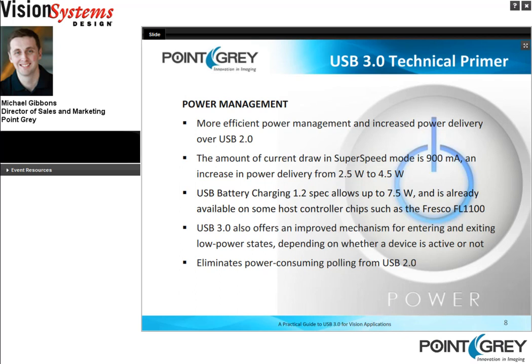A couple other things. There's just generally better power management in the sense of entering and exiting low power states. The other big piece is because of the architecture and the fact that it eliminates polling from USB 2, it's not consuming system power to actually do that polling.